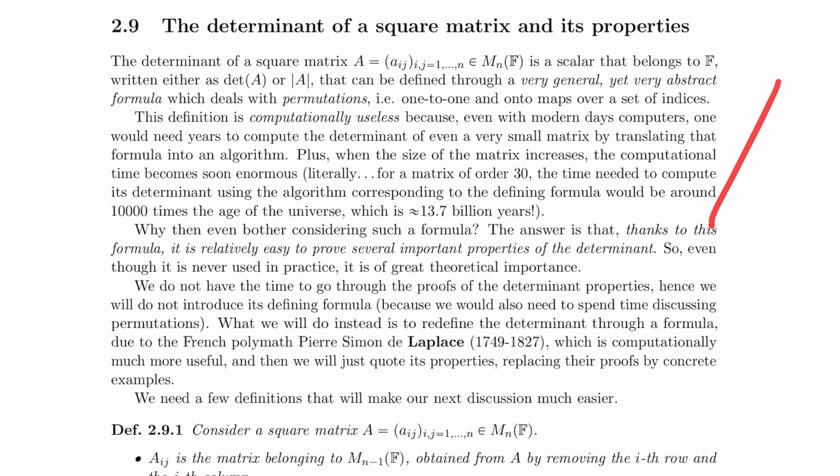In fact, if we translate the formula into an algorithm to be run by a computer in order to calculate the determinant of a matrix of order 30, which is not that big of a matrix, we will need 10,000 times the age of the universe in order to complete the computation. This is the reason why I chose to introduce the determinant using a more computationally efficient formula due to the French mathematician Laplace. In Laplace's formula for the determinant, there appear some concepts that I introduce in this definition here.